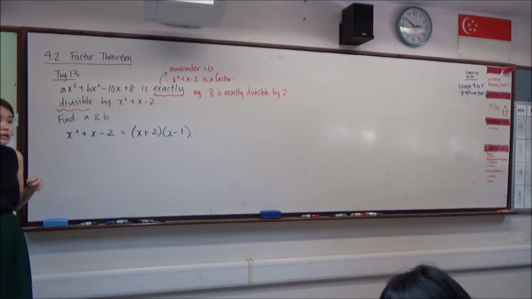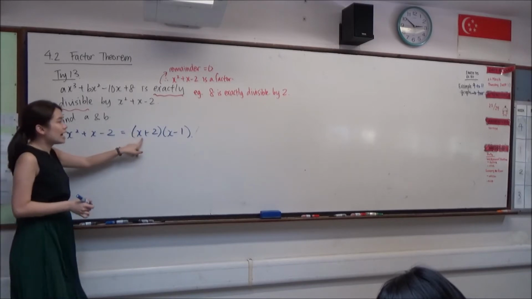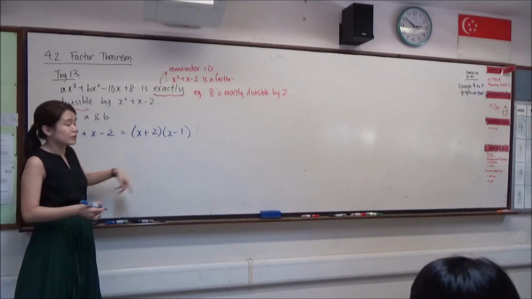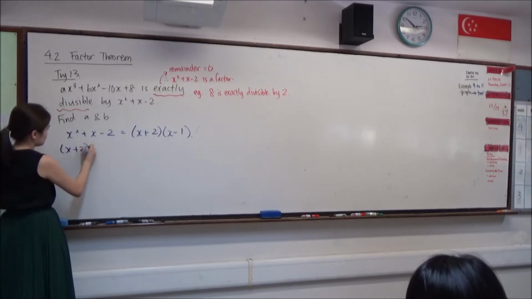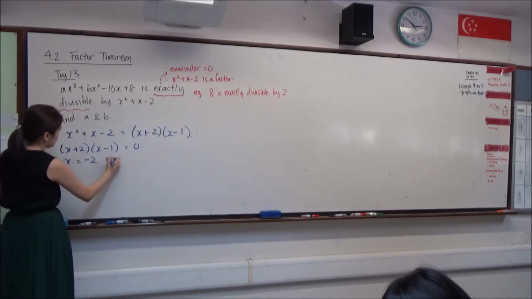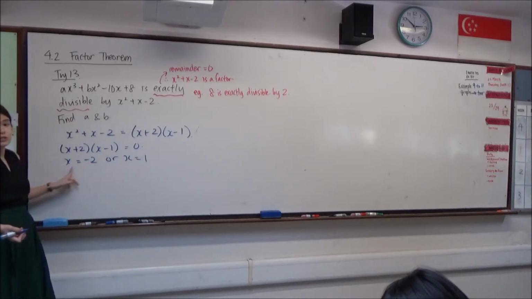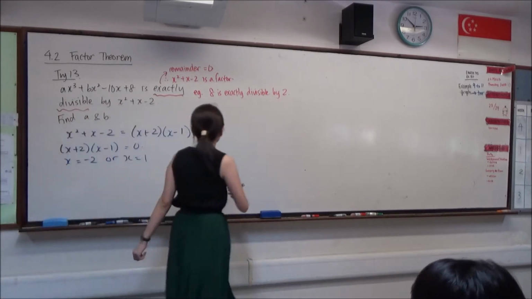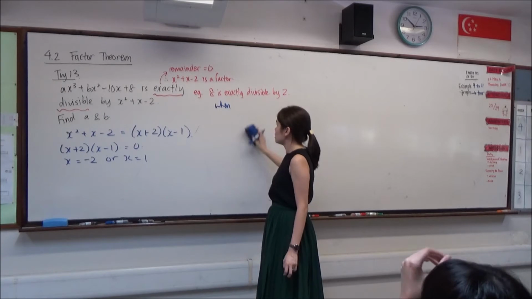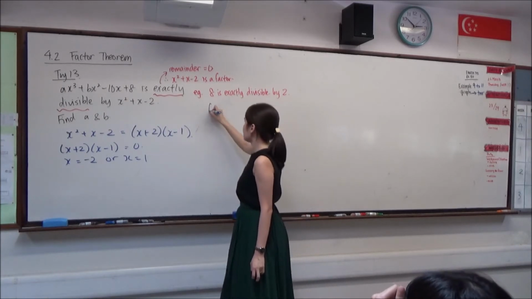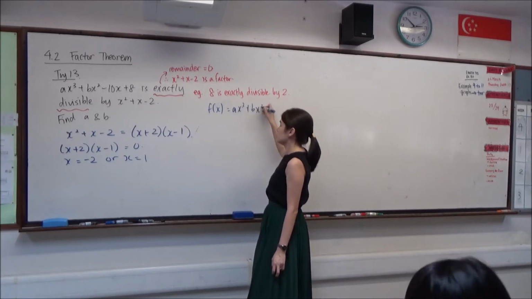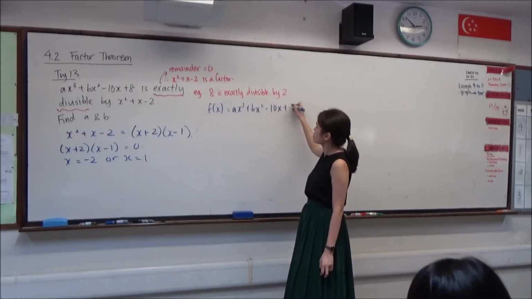So the choice of x value that I can have will either be negative 2, because this part is 0, or else 1. So this part is equal to 0 only under these two options. So let's name the polynomial that we have by f(x).